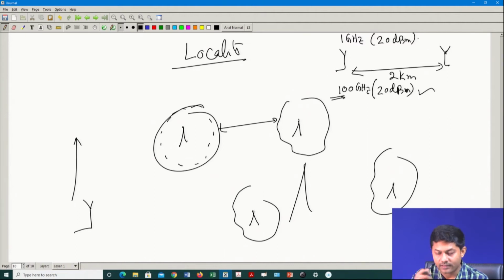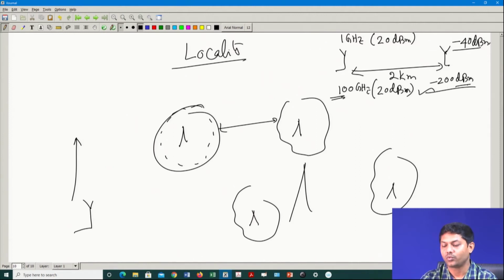Don't quote me that this is the right number, I am just giving a tentative number. Let us assume for the first case this is minus 40 dBm. If it is 100 gigahertz, I do not know, but probably minus 200 dBm or something like that, since almost everything is lost. In 2 kilometers it can't even travel. Maybe I am wrong, maybe probably minus 300 dBm.